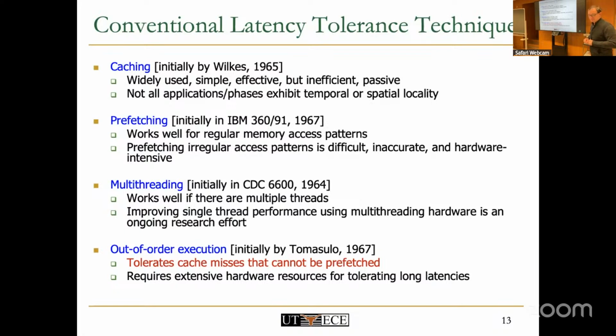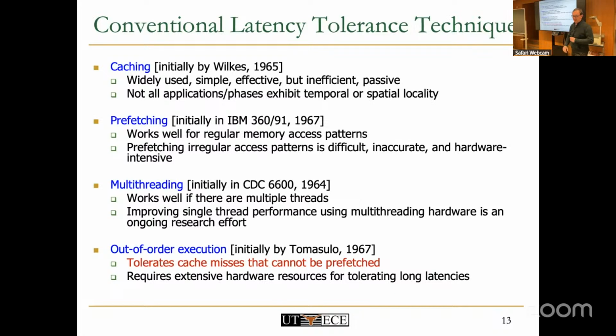Okay, so prefetching, we're going to talk about this. Multi-threading works well if there are multiple threads, but it doesn't help single-thread performance. And improving single-thread performance using multi-threading hardware is an ongoing research effort, which is not easy. And out-of-order execution you've seen already. Hopefully you've loved it, and hopefully you're excited about implementing out-of-order processors. Maybe. So out-of-order execution actually requires extensive hardware resources for tolerating long latencies, as we're going to see.